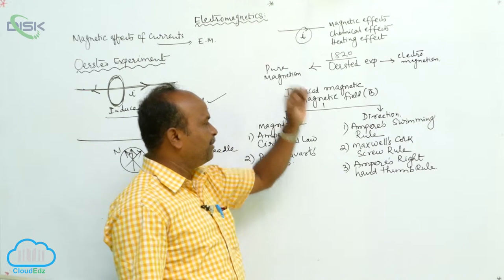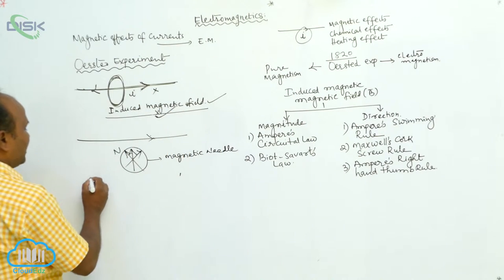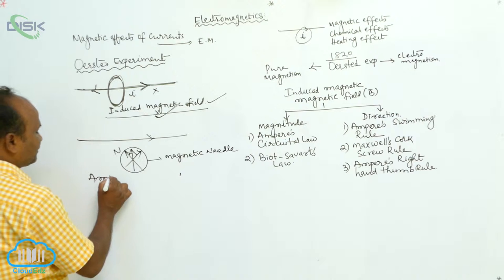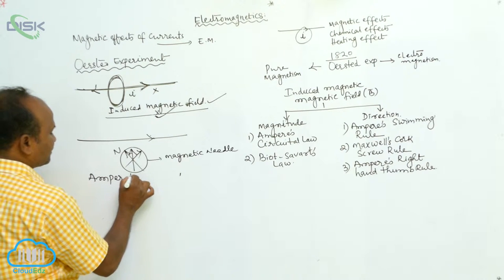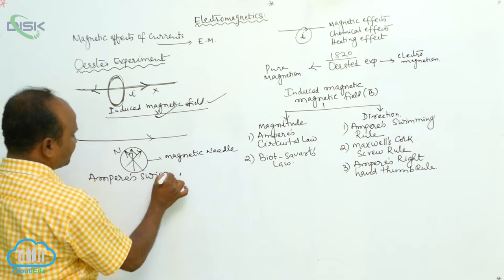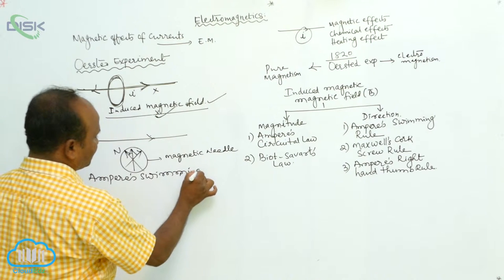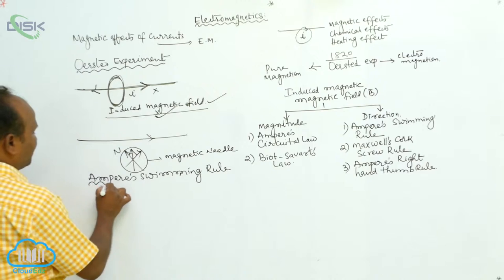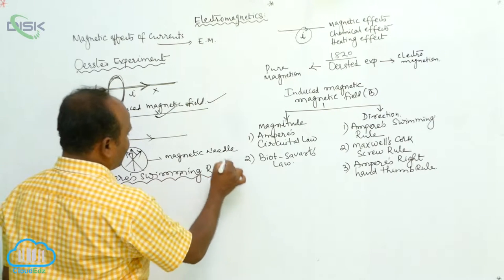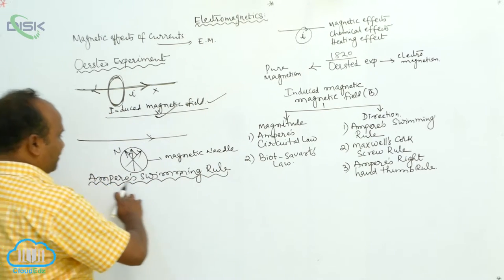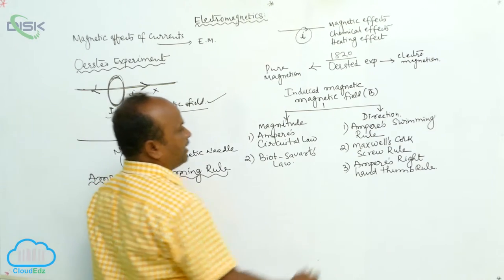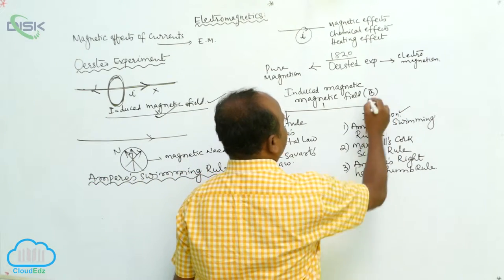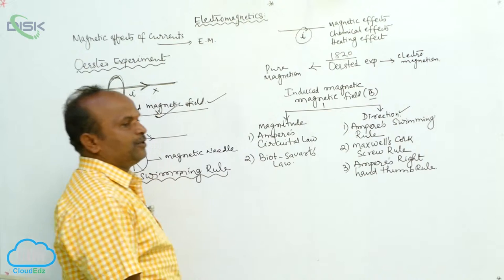What is the Ampere swimming rule? By using the Ampere swimming rule, we can calculate the direction of the magnetic field which is produced around the current carrying conductor.